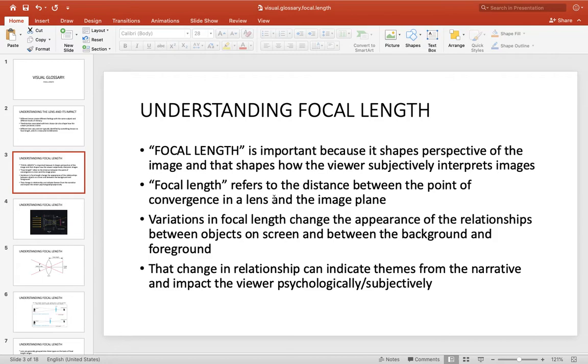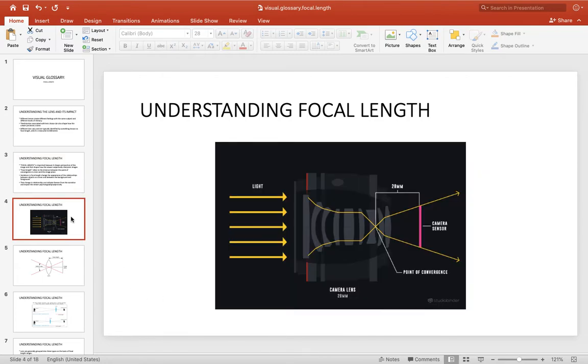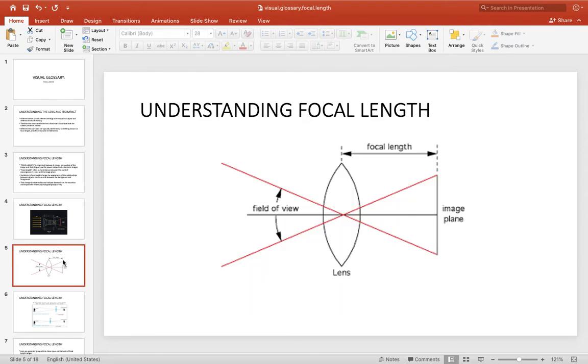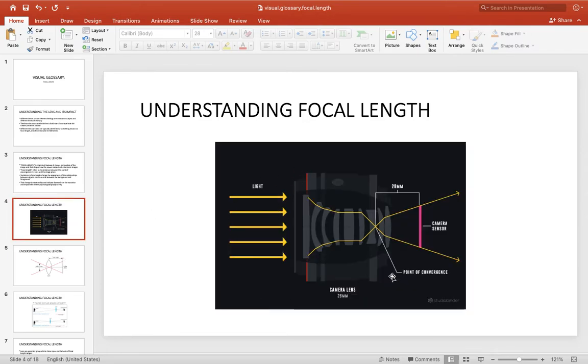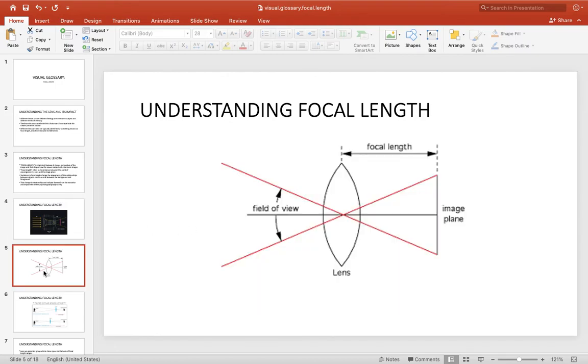Again, I've already said this, that variations in focal length will change and possibly distort relationships between images on the screen and sometimes between the background and the foreground. So let's go through some of these diagrams that I have here to explain a little bit further. This is one I already showed you, which shows how light goes into a lens, how it meets into a point of convergence, and how that relates to the issue of focal length of a lens. But this might be a more explanatory image that can help you understand.